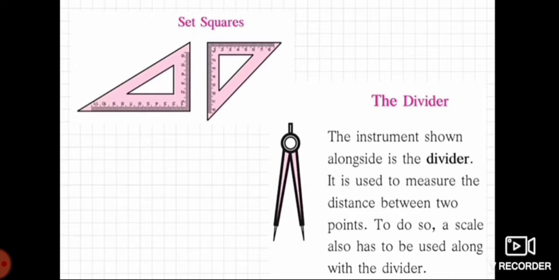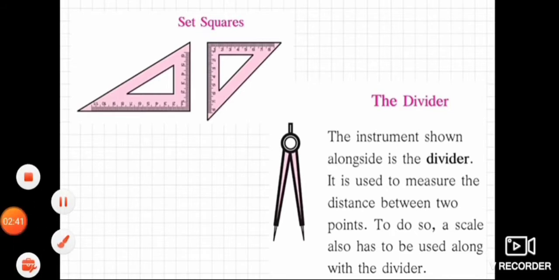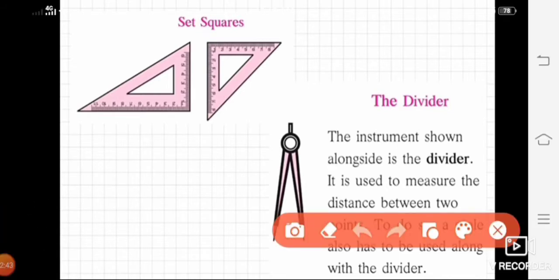Many of you may know, but for those who don't, let us see the use of these two instruments, that is set squares and the divider. So here first we will study the set squares. Can you see it here? Set squares. They have written S for that, meaning plural. Why? Because we have two different types of set squares in our geometry box. First one and the second one.